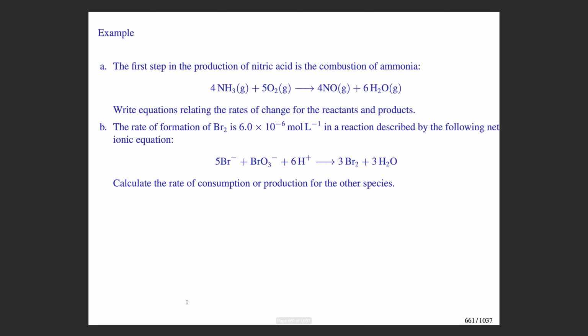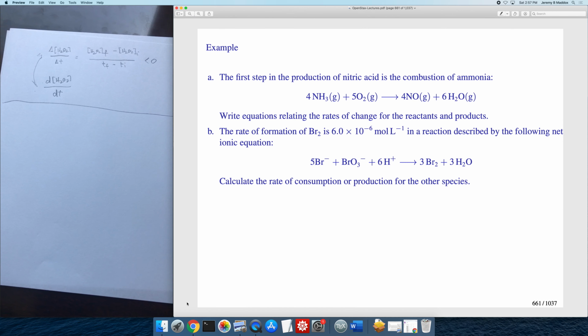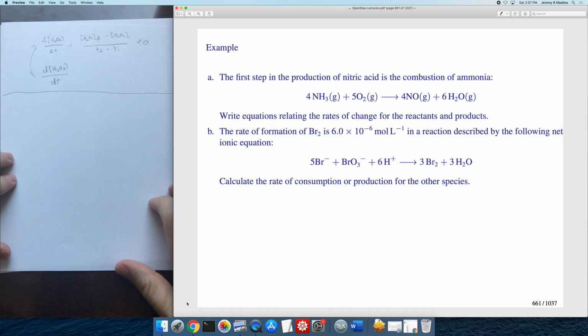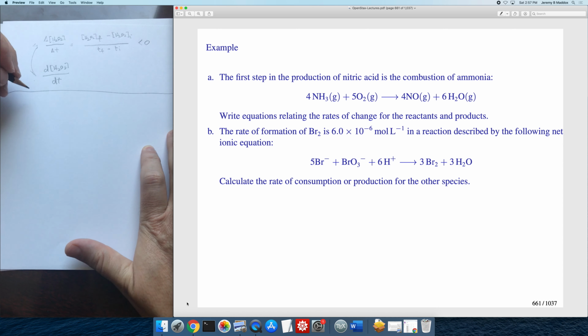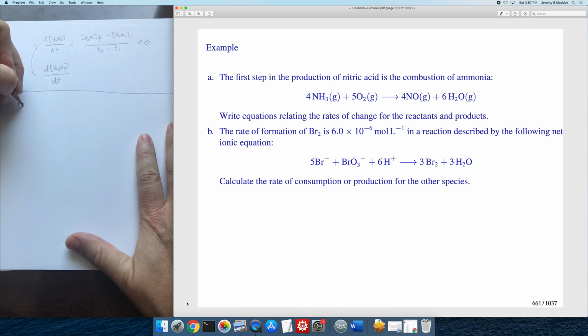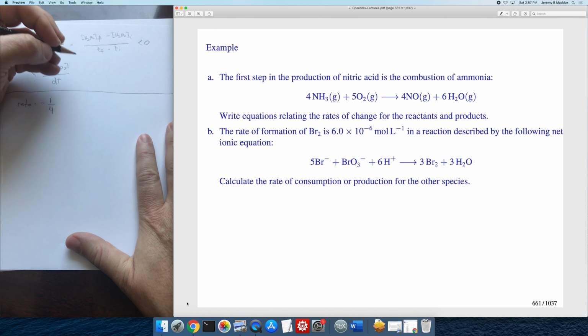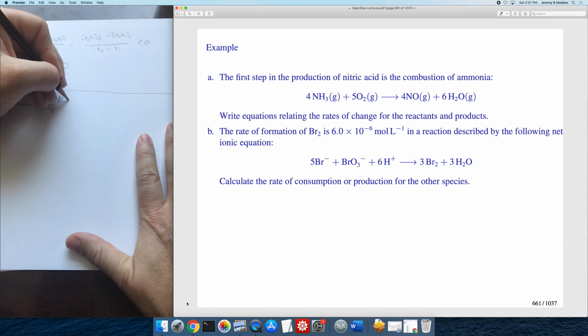So let's do that. So here we have the reaction of ammonia with oxygen to produce nitrogen monoxide and water vapor. And so we're being asked to write out what are the expressions for the rate in terms of the rate of change for each reactant and each product. So we have rate equals, let's start with ammonia. It's a reactant, and so it gets a minus sign. 1 over the stoichiometric coefficient times the change in the ammonia concentration over the time interval.